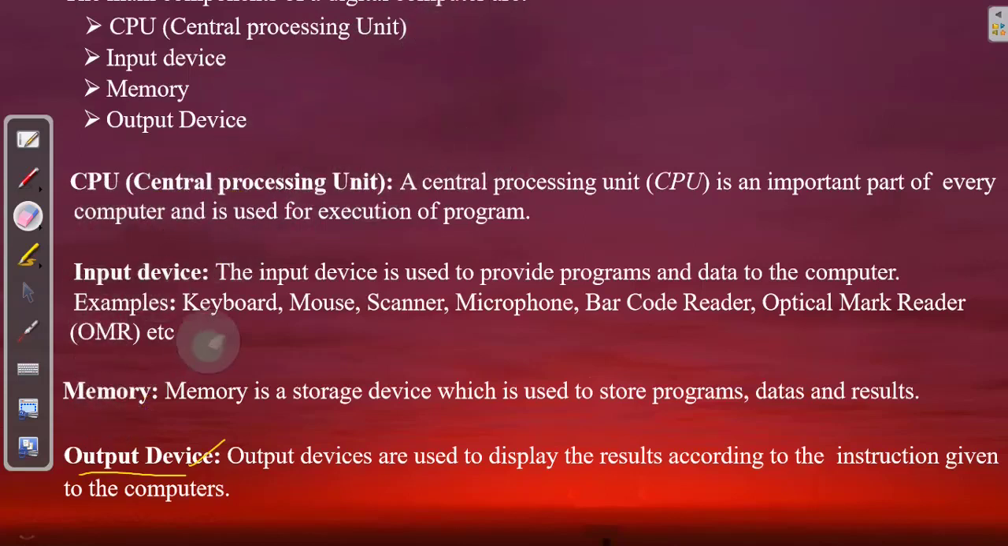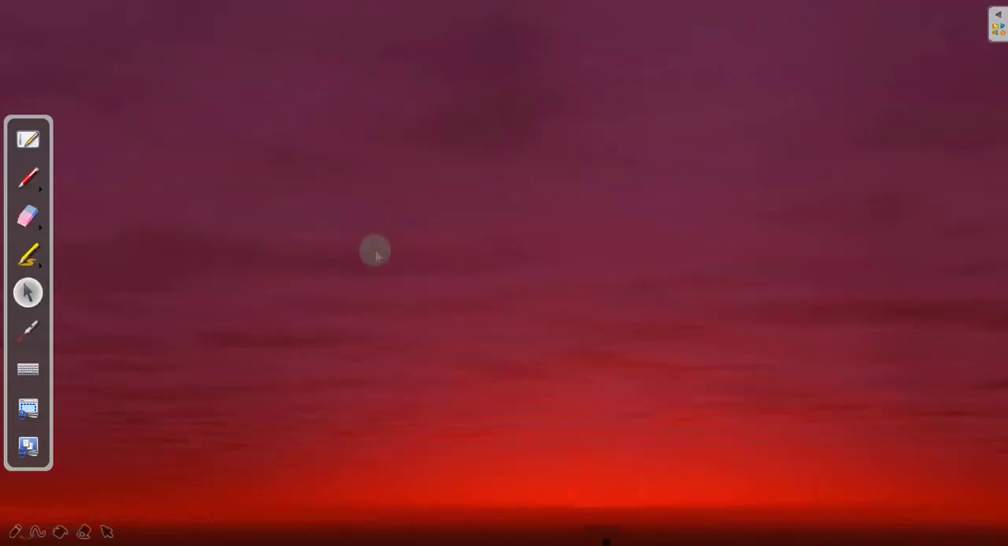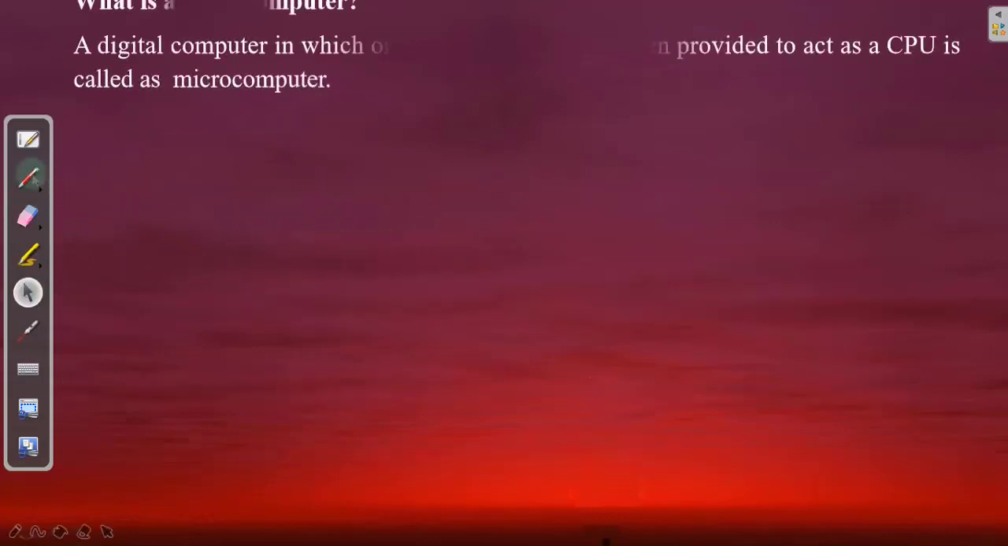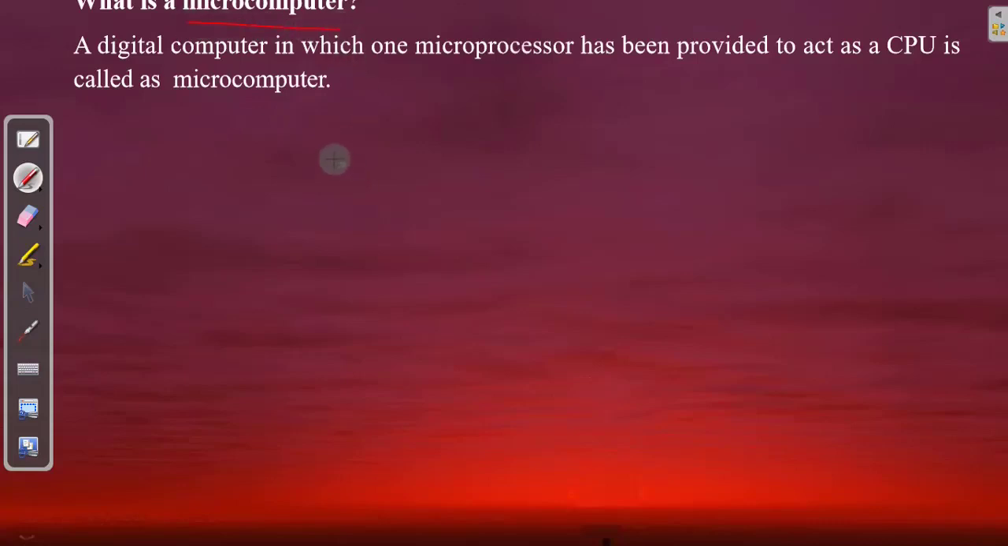Now let's move to the next important term, which is again very important: what do you mean by microcomputer? A microcomputer is a computer which contains one microprocessor, and that is considered as the CPU for that computer. Whatever laptop and desktop CPUs you have are actually referred to as microcomputers. Keep that in mind. Why are they called microcomputers? Because they contain one processor only, which is referred to as the CPU.